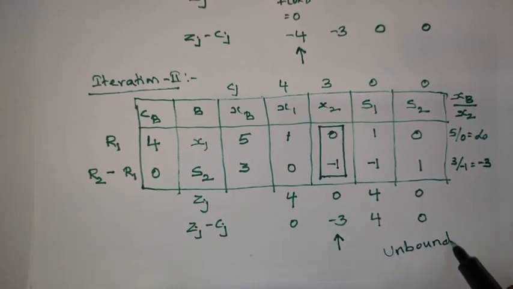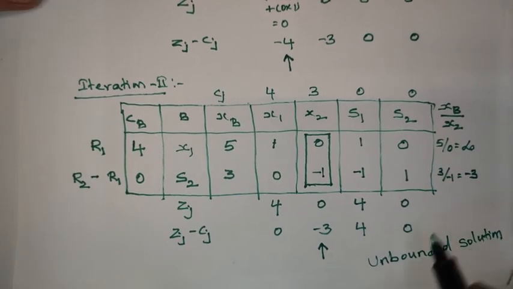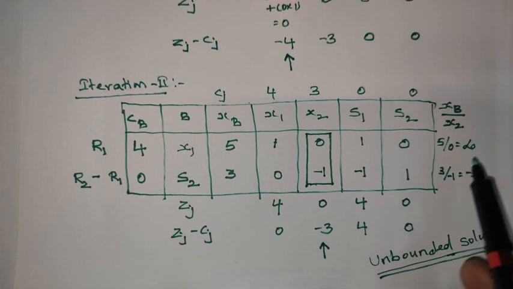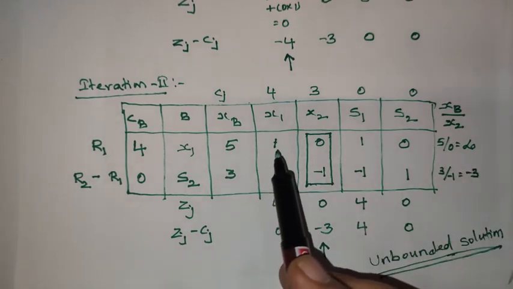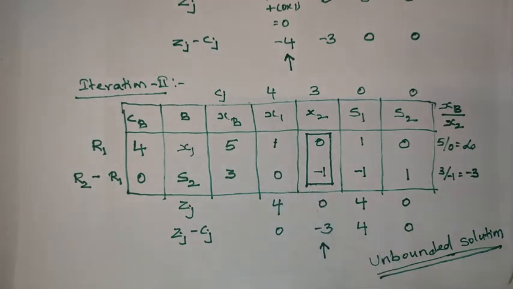It is not having a finite solution. It is having an unbounded solution, we can say, right? So as we are unable to find the key row for the simplex table, we can say that the problem is not having a finite solution and the problem is having an unbounded solution. So this is one model of the problem we see.